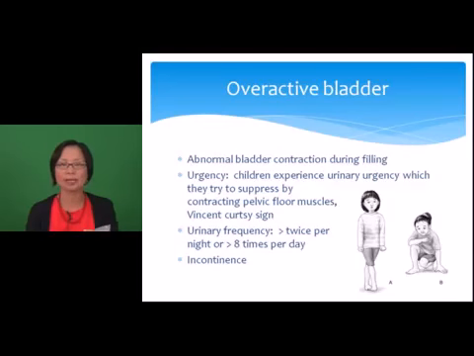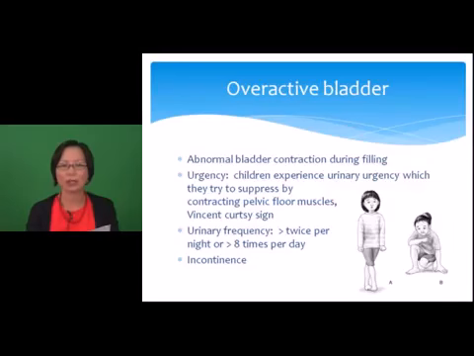Overactive bladder is another common cause of monosymptomatic enuresis. This is when patients have a sense of urgency when they have a full bladder, and they get abnormal bladder contraction as their bladder fills. The children try various maneuvers to try to suppress this urinary urgency.